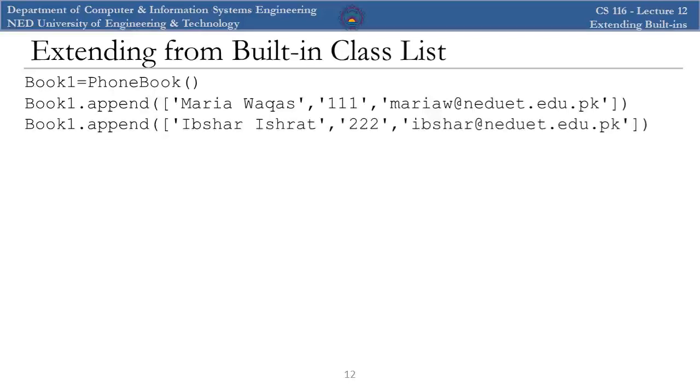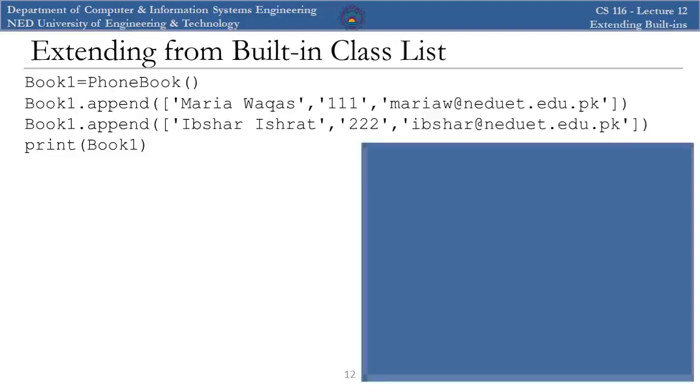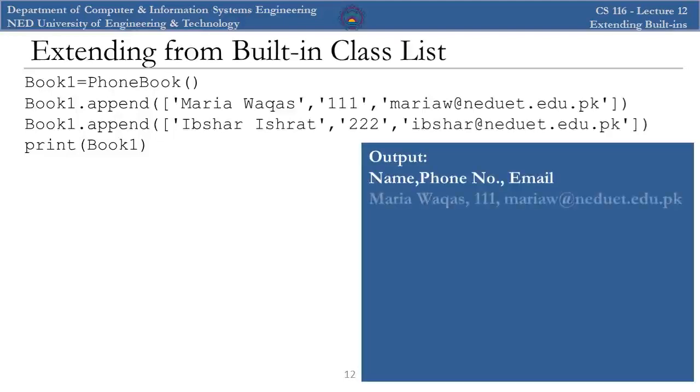Let me add one more item and let's print this. We implemented that str method for phone book, so it should be printed the way we had assigned there. Right now you see this output is good, but you can even make it better. Like you can make it even prettier. Like you can arrange these in columns also.